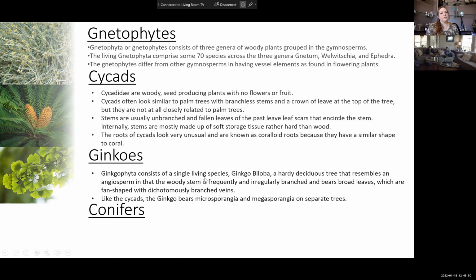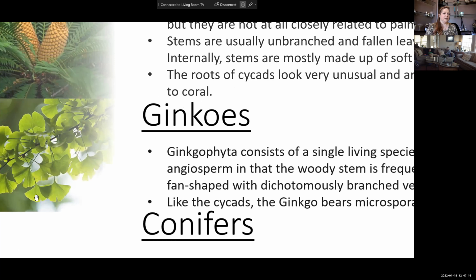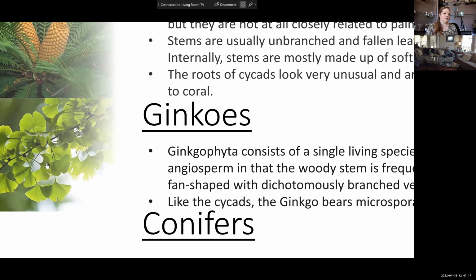So Ginkgophyta consists of a single living species, Ginkgo biloba. That's it. A hardy deciduous tree that resembles an angiosperm, which we'll get to in a minute, in that the woody stem is frequently and irregularly branched, and it bears broad leaves, which are fan-shaped with dichotomously branched veins. You can see it right here. See how the veins go in opposite directions? One that way, one this way.